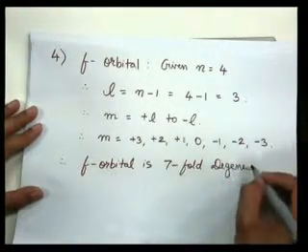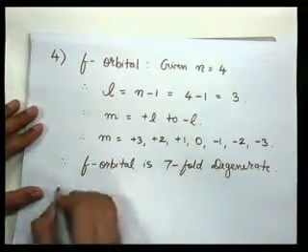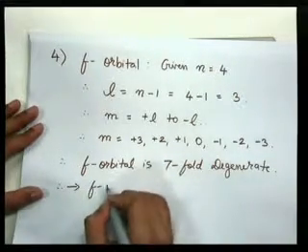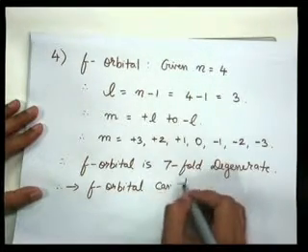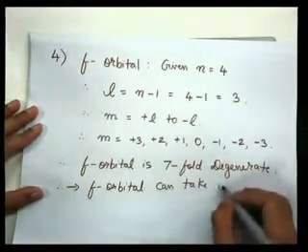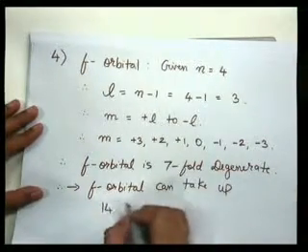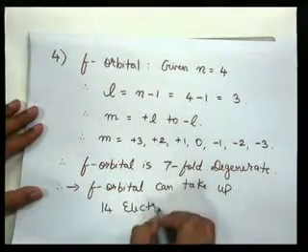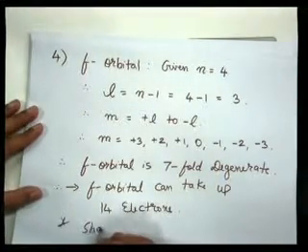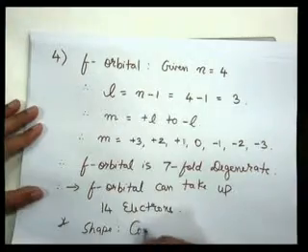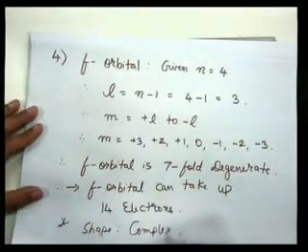So how many electrons can it take up? That is, your f orbital can take up 14 electrons into it. And again, as discussed, the shape is complex and it will take up 14 electrons to the maximum limit. Again we will try to recollect all the 4 cases.